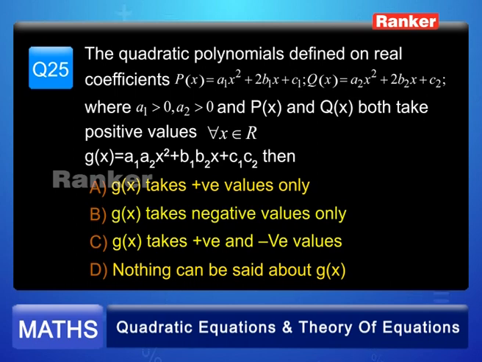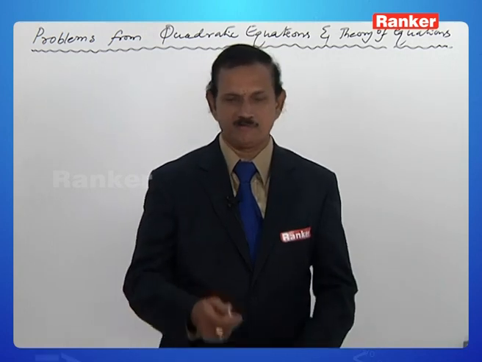Option A, g of x takes all positive values only. Second option, that is option B, g of x takes negative values only. Option C, g of x takes positive and negative values. Option D, nothing can be said about g of x. What is the fate of g of x?